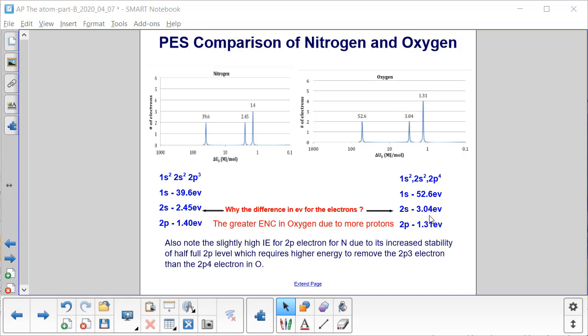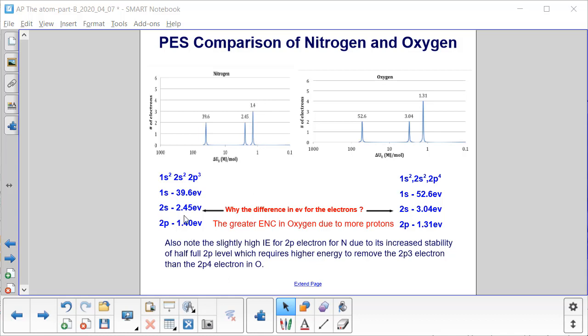Why is it a little bit higher? Well, again, oxygen has an additional proton in the nucleus. So those 2s electrons are experiencing a greater nuclear charge, okay? And so that means it will require more energy to overcome that effective nuclear charge and remove those electrons. And the last peak, this last peak is due to the valence electron.